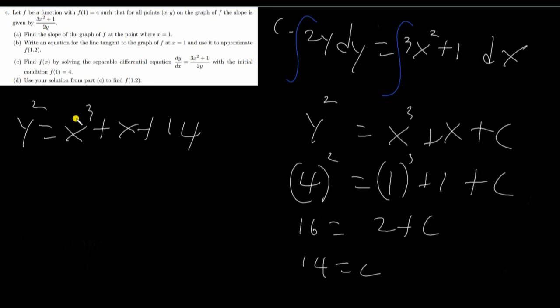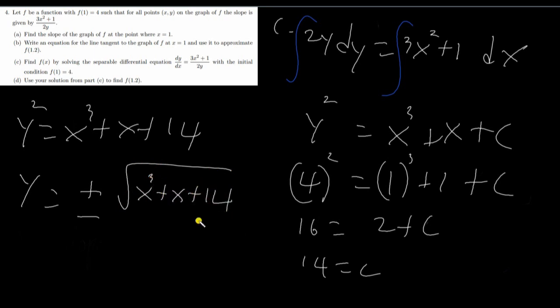Then taking the square root of both sides, I'll get y is equal to plus or minus the square root of x cubed plus x plus 14. And the question is, is it plus or minus? Well, since our point was (1, 4), when x is 1, y is positive, that means it's going to be the positive square root. So y is equal to the positive square root of x cubed plus x plus 14.